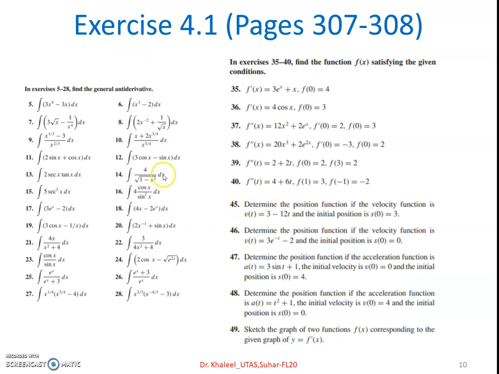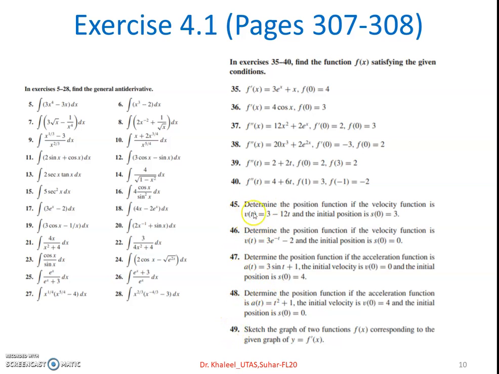So these are the examples for finding the general antiderivative, that is, the indefinite integral. Here we are given the first derivative, so you need to do the integration once. In these cases you are given two derivatives, so you have to integrate two times. So in these examples 45 to 48, leave 49.